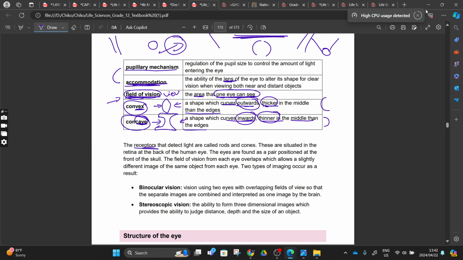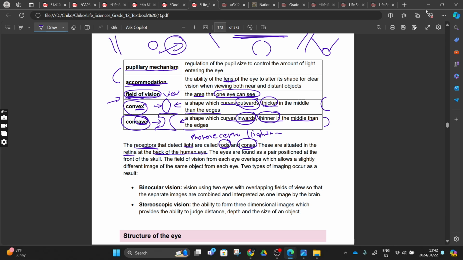The receptors that detect light are called the rods and cones, right? Those are the light receptors. We call them the light or the photoreceptors, right? And these receptors are called the rods and the cones. You understand this by now, right? These are situated in the retina at the back of the human eye.